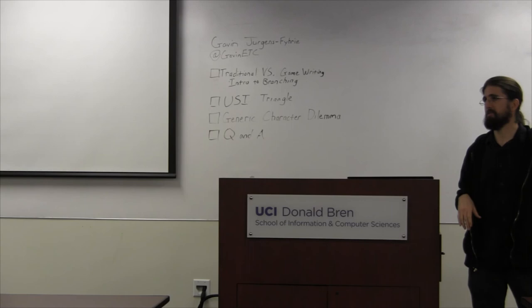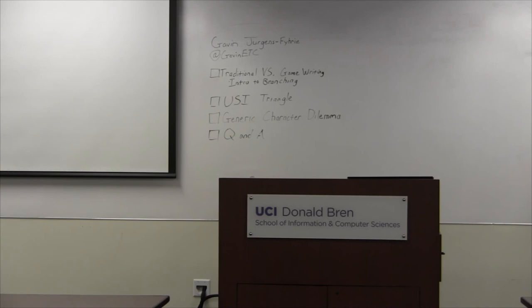Then we're going to talk about the mysterious UCI triangle. And beyond that, the generic character dilemma. You'll get more details of that in a bit. And then finally, time-depending QA. Plus, if you have any questions, there's my stuff. You can always hit me with questions later. If you want my email address or a card, let me know.